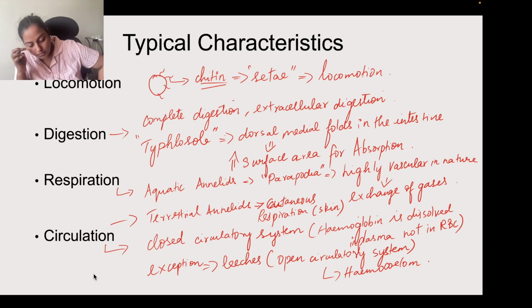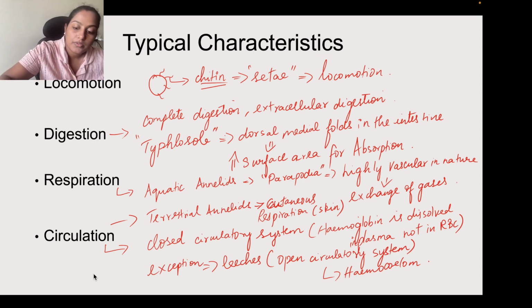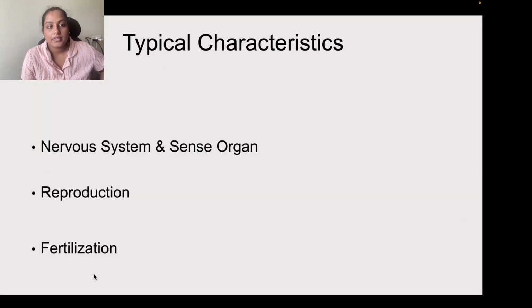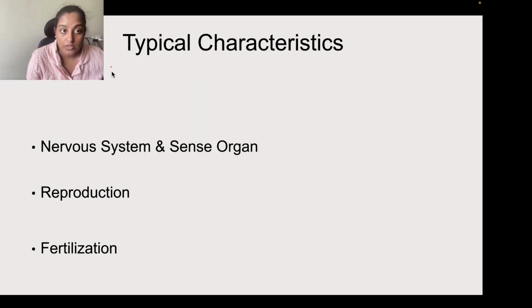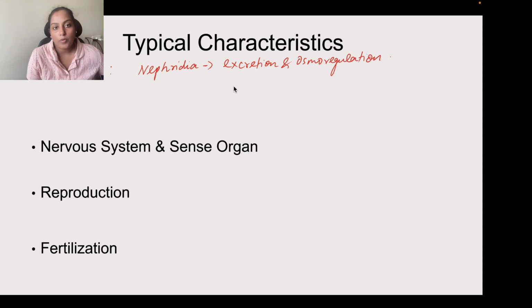And the rest of the point for circulation, if you want, you can also mention that the heart is present on the dorsal side. Okay, so moving on to the next typical characters: excretion. Of course, they have a special structure called nephridia, which helps in excretion as well as osmoregulation. Fine. And one more important point to be noted, there are 3 types of nephridia, children.